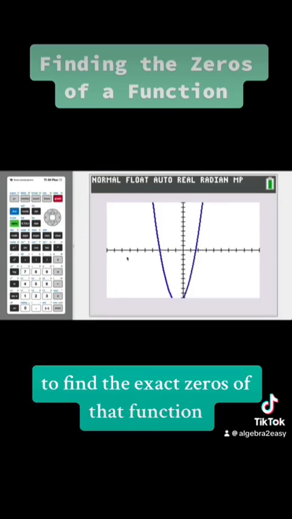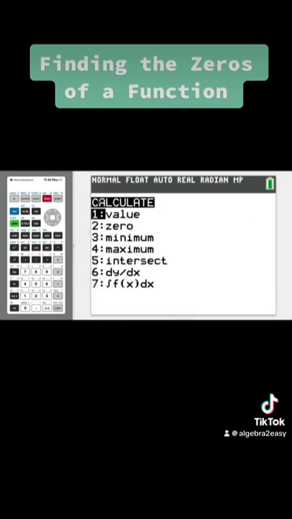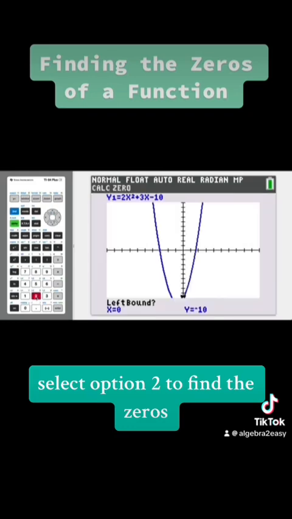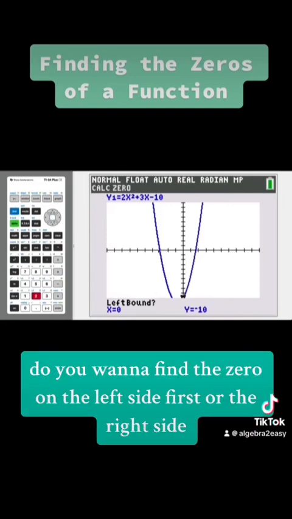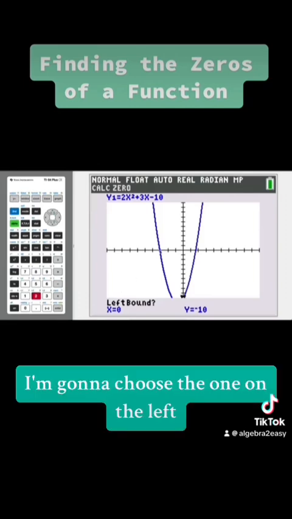To find the exact zeros of that function, we're going to hit Second Trace. Select option 2 to find the zeros. There's a question at the bottom of the screen asking you for the left bound. Now you have to decide, do you want to find the zero on the left side first or the right side? Pick which zero you want to start with. I'm going to choose the one on the left.